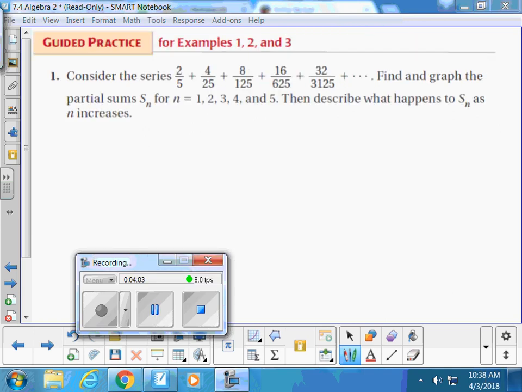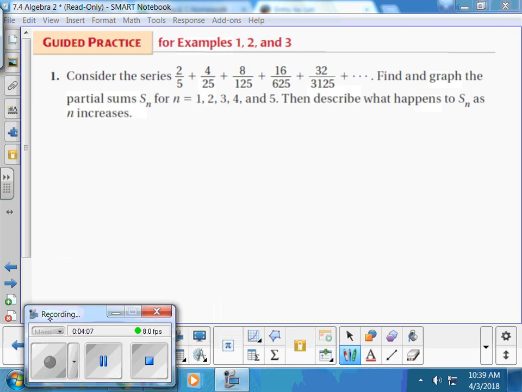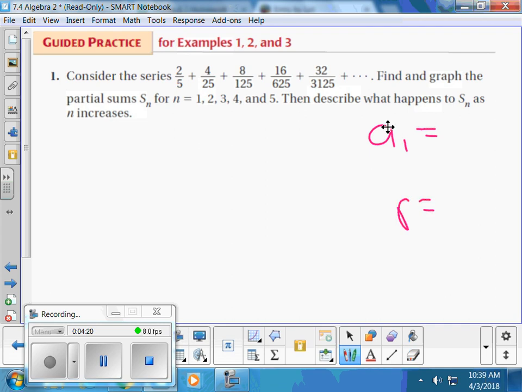Alright, we're going to try one more partial sums before we jump to the formula for infinite sums. So let's just go ahead and identify key features of this sequence of numbers. It's supposed to be an R. What is our A1? What is our first term that we're seeing? 2/5.